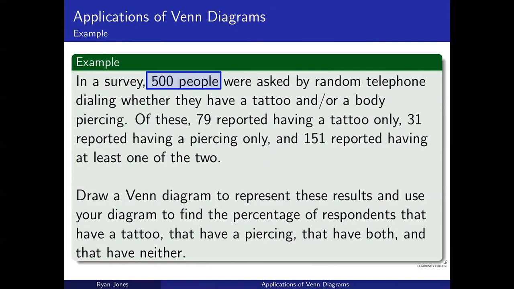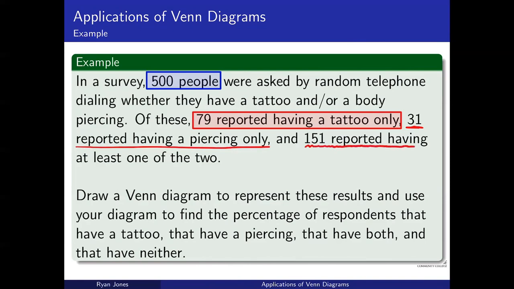What we're told here is that 79 people have a tattoo only. That's important because now we know how many people have only a tattoo. We're also told that 31 people, I'll underline that, have a piercing only. And then we're told that 151 people have at least one of the two. What we want to be careful about with this 151 is that it doesn't say that 151 have both of them. It says they have at least one of them. That's again the wording we want to be careful about.